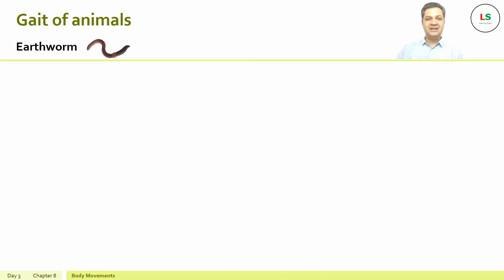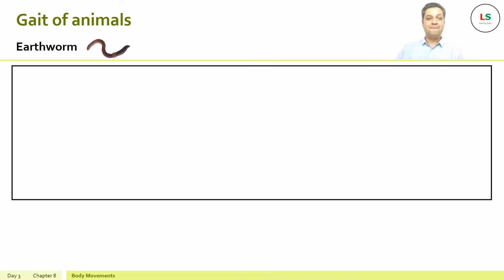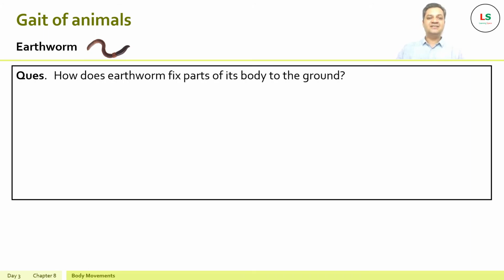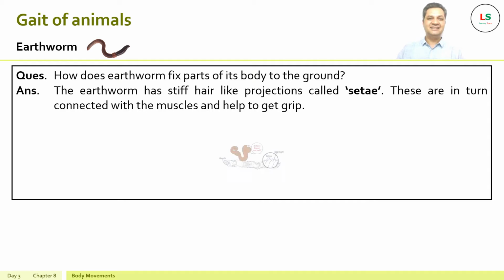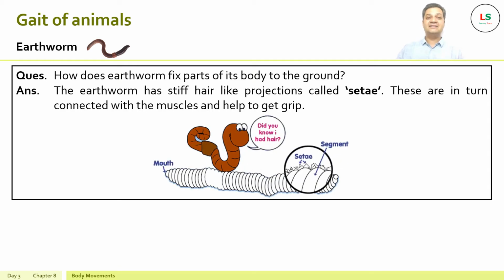We have learned a bit about the earthworm's gait, but the question is, how does earthworm fix parts of its body to the ground? Put on your thinking caps and keep thinking. The earthworm has stiff hair-like projections called setae. These are in turn connected with the muscles and help to get grip.